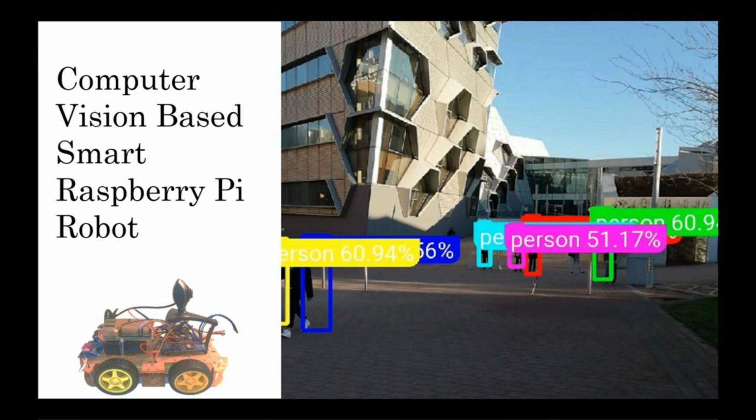In this project, I have developed a computer vision robot using Raspberry Pi 4. Before getting into the details of my project, I would like to present you some of the project background, the historical background of robotics in general.